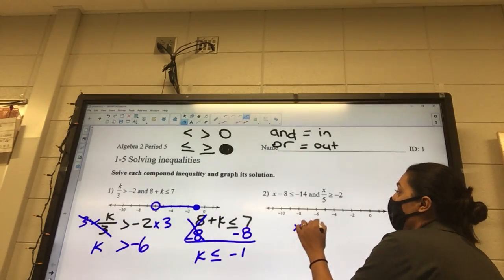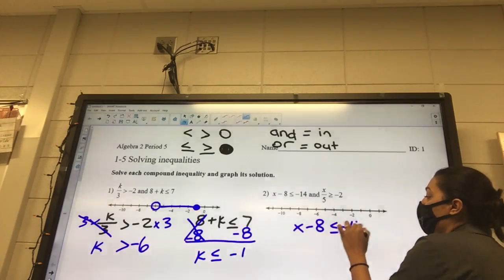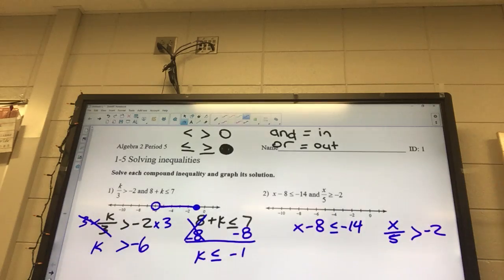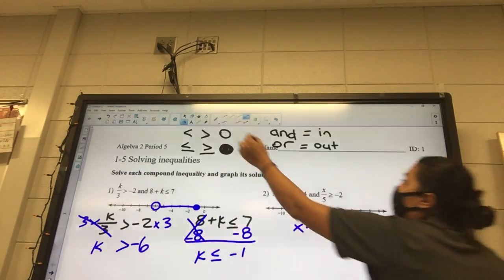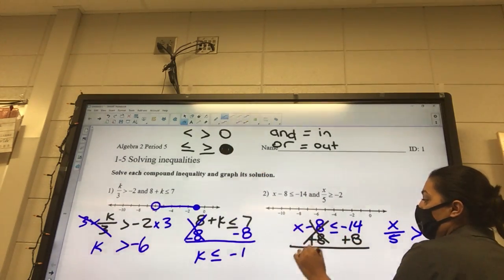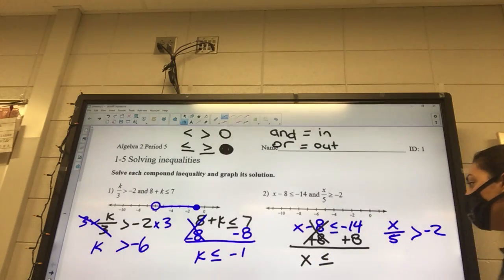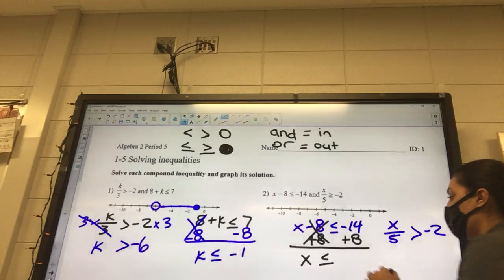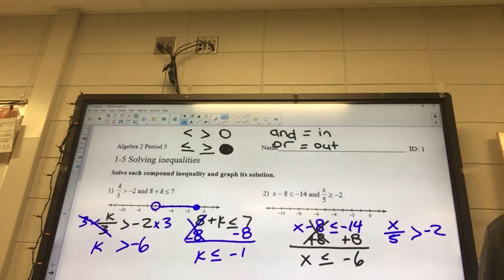So let's look at number 2. I got x minus 8 is less than or equal to negative 14, and x over 5 is negative 2. How do I get rid of that minus 8? Add 8, plus 8, plus 8. So x, and what are you going to get for that? 14? Yeah. And then what about this one? How do we solve the other one?